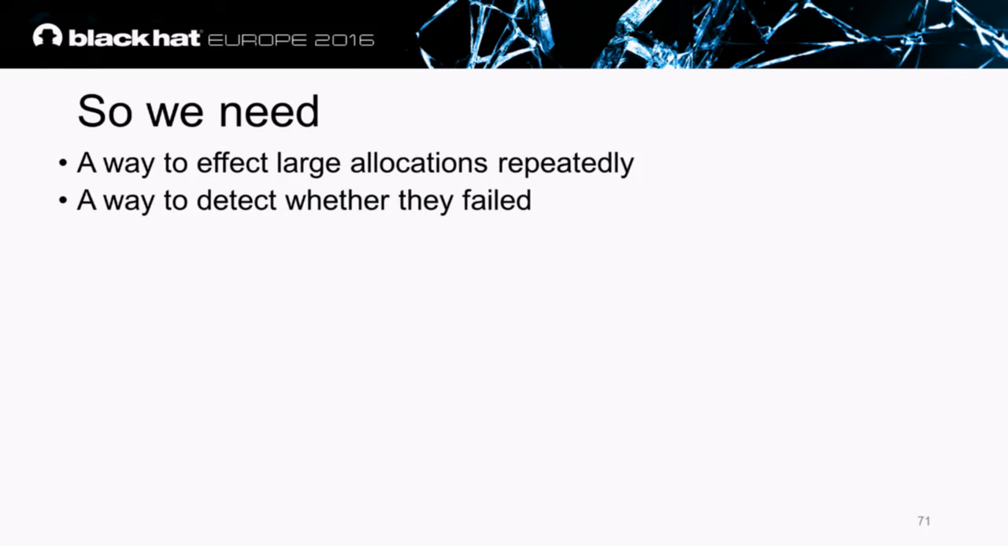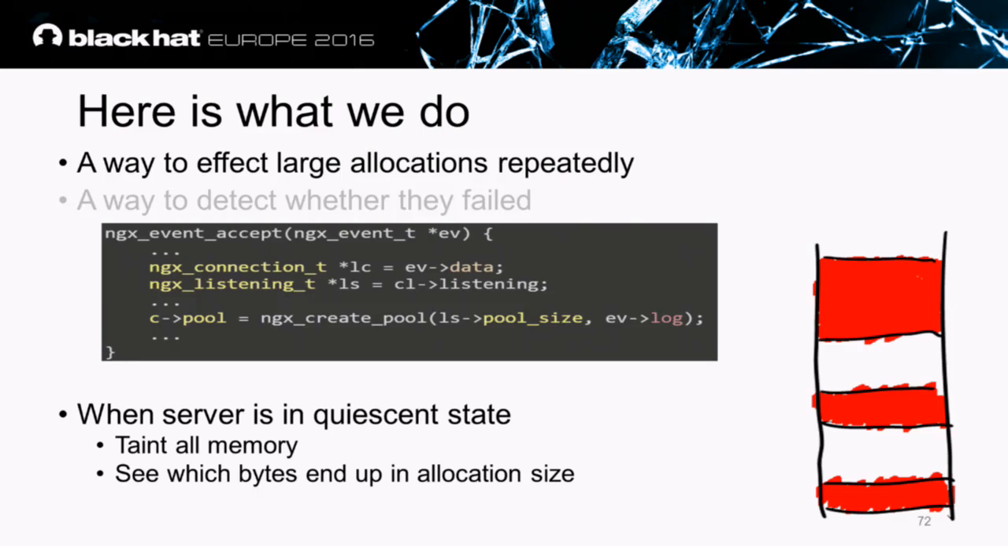So how can we do this, and what do we need? We need a way to allocate large regions. We need to find a way in the program, and also we need a way to infer what the server did. So in Nginx, what we found is that you can change this variable in the memory, the pool size, and when a new connection happens, it will use this pool size to allocate the memory.